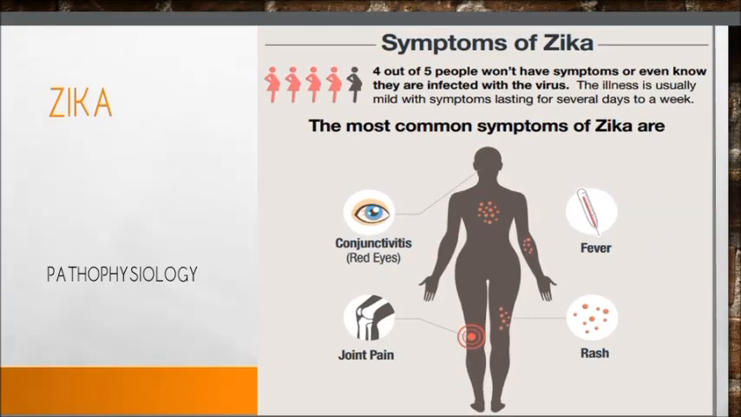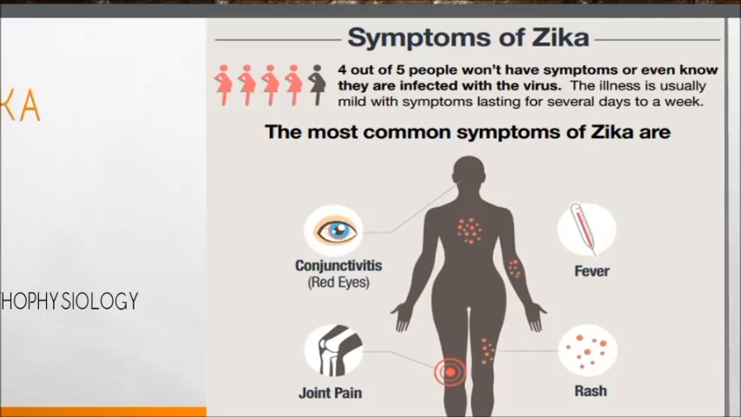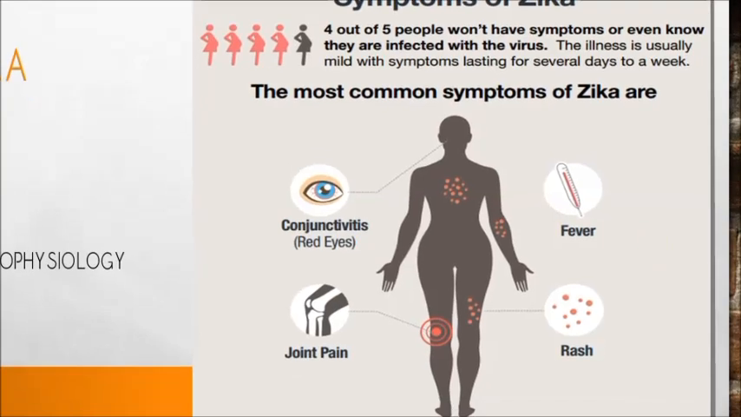So, as the ratio says, 4 out of 5 people won't have symptoms or even know they are infected with the virus. And the most common symptoms of Zika are here.